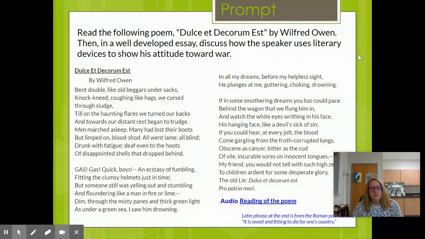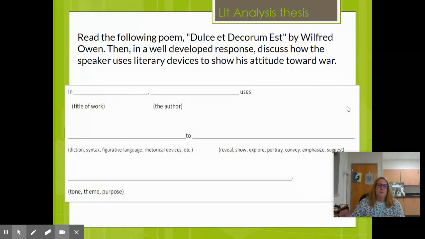Although I've already told you that you need to be working on diction and figurative language. And it says attitude towards war, which is another way of saying tone. Okay, so we're going to be looking at how to write a literary analysis essay in full. This is a similar or same template that you used for your point sentence over facing it.